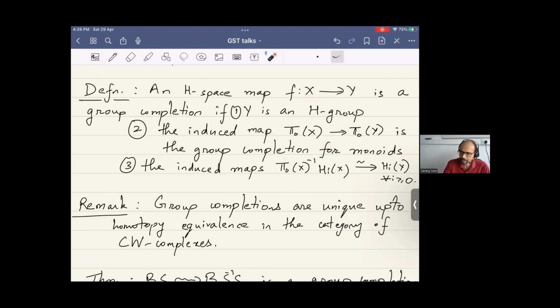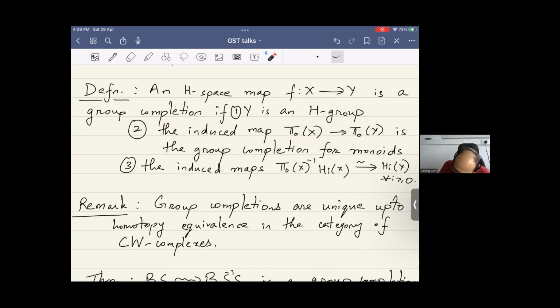That means X has some operation. So in particular, it's like a monoid. So pi naught X will become a monoid. And if Y is an H group, then pi naught Y will become an actual group. And then we are demanding that this is the group completion, the Grothendieck group construction.